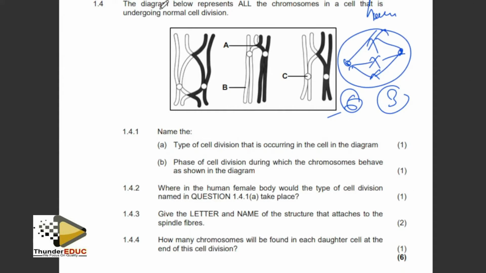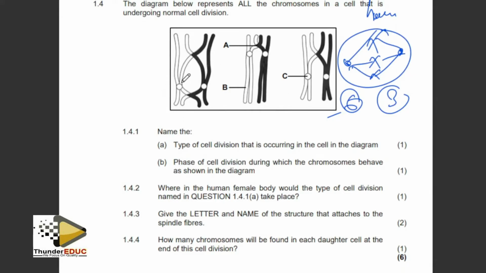How many chromosomes will be found in each daughter cell at the end of meiosis? Now come back here and see. The diagram represents the chromosomes in a cell that is undergoing normal cell division. So now they're asking, how many chromosomes will be found in each daughter cell at the end of this cell division? How many chromosomes are you seeing here?